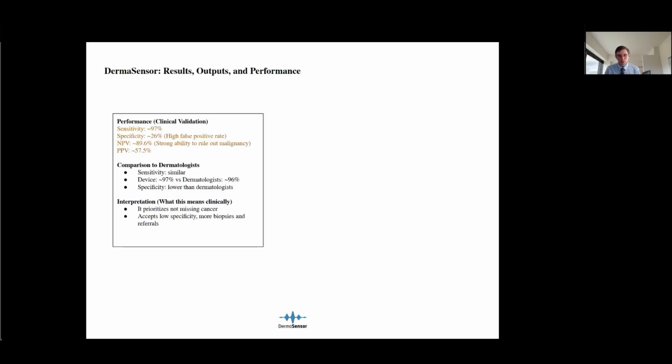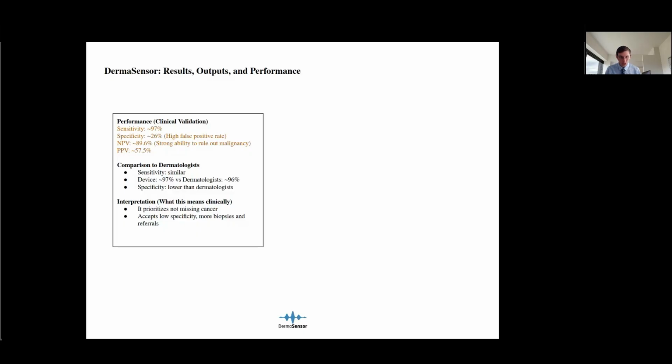So in regards to some of the results, outputs, and performance of DermaSensor, it is quite accurate. The clinical validation had a sensitivity of around 97% and a specificity around 26%. So what that means is that there is a high false positive rate. However, the negative predictive value is going to be very strong, and that's around 89.6%. So clinically, what does that mean? It means that this specific tool and this model has a strong ability to rule out malignancy.